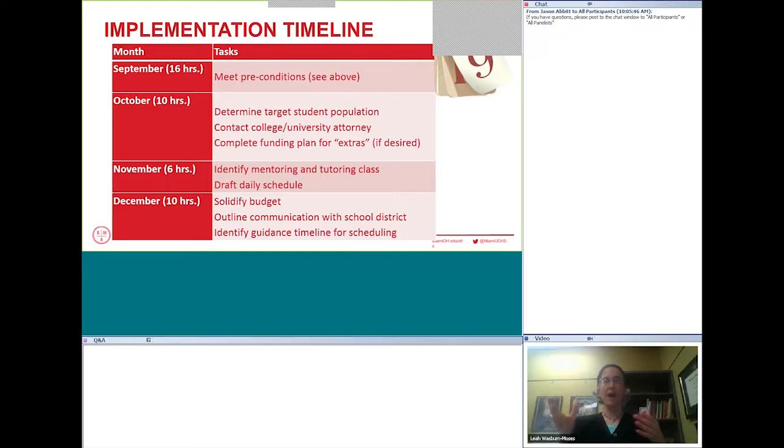So going back to some of our contacts and what needs to be done, the university attorney wasn't really an obstacle. It's just that they like to know, we found this the hard way, whether there's going to be young people on campus, which I totally get. So they were on board, but if we had notified them earlier, it would have gone much more smoothly.